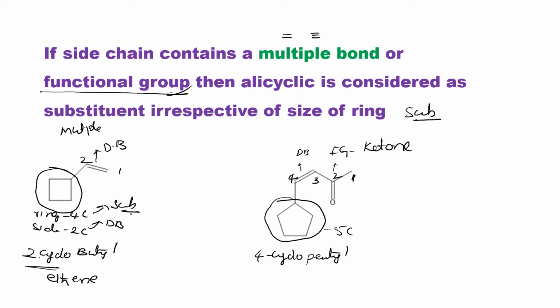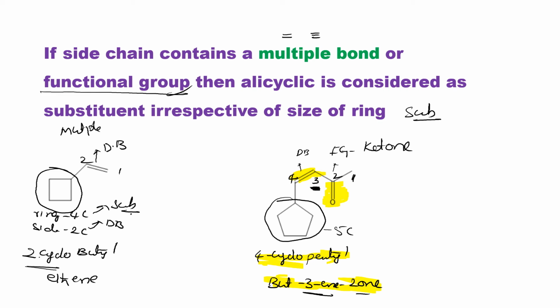Here the side chain is butane, that means but-3-en-2-one. Why? Because with 3-en, the third position contains a double bond, and in the second position a keto group is here. That's why I have written 4-cyclopentyl but-3-en-2-one. That's the name of this compound.